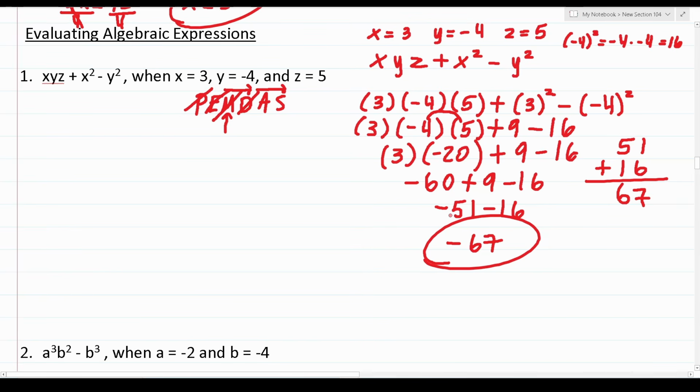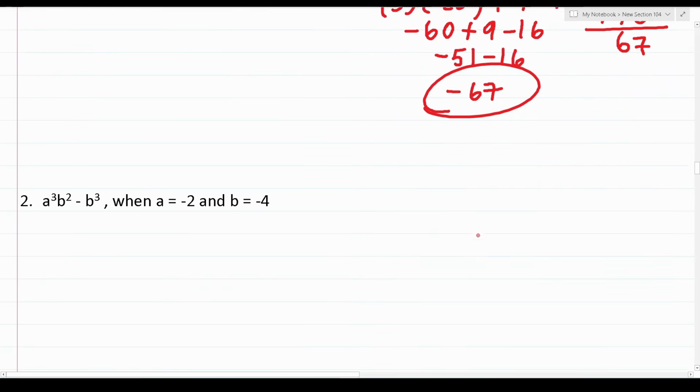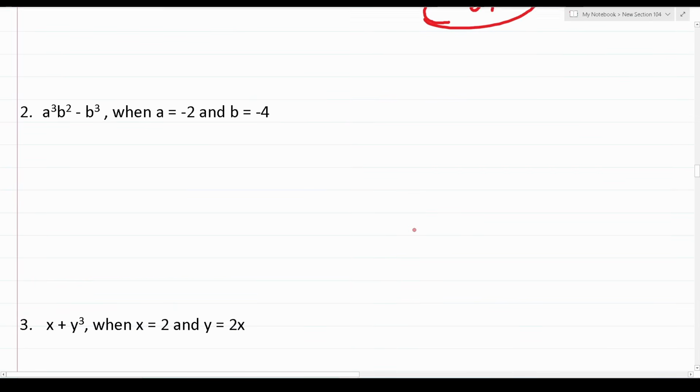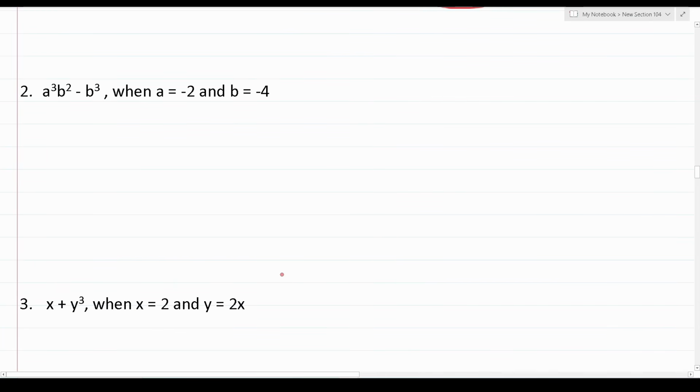Evaluating algebraic expressions takes a lot of work, and it really tests your ability to work with positive and negative numbers. So if you struggle working with positive and negative numbers, I do have a video about that topic on my channel. You should be able to find it pretty easily. That said, we've got two more examples of this to work on, so hopefully you get it by then.